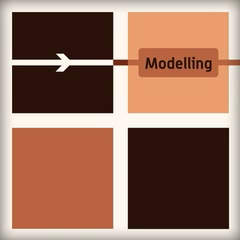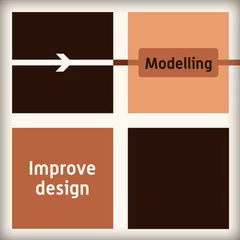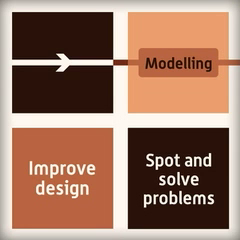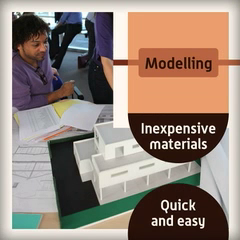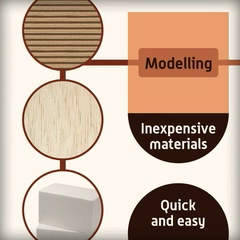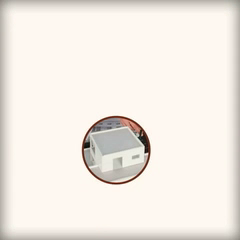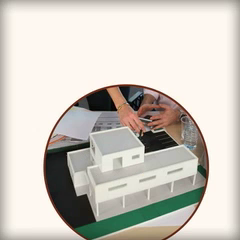Moving on to modelling helps the designer to improve the design and is ideal for spotting and solving problems with the design. Models are made of inexpensive materials that are quick and easy to work with, such as cardboard, balsa wood, or polystyrene foam. Modelling one part of the design to check it works and then modelling the rest could also be the way forward.